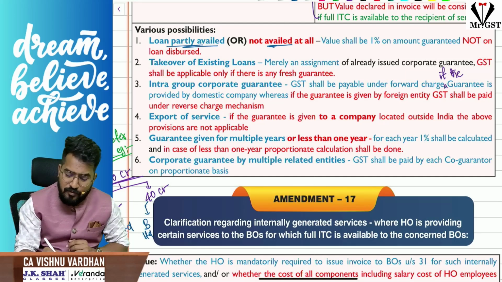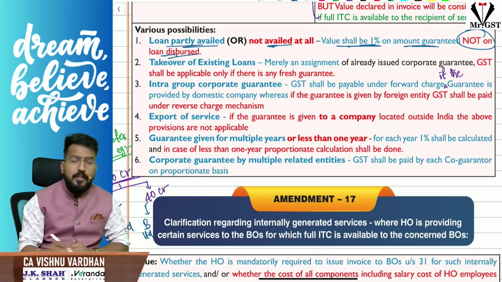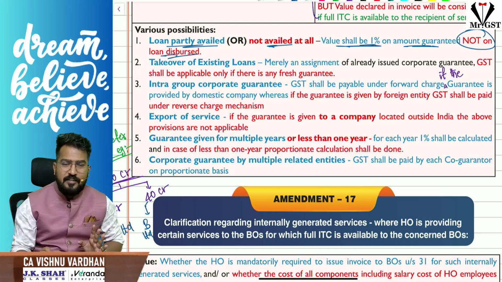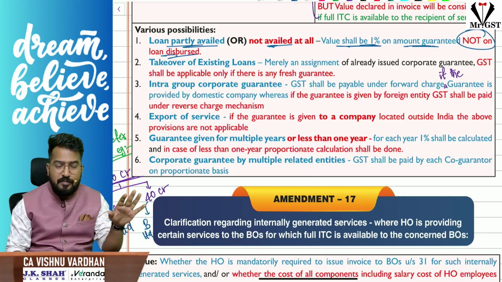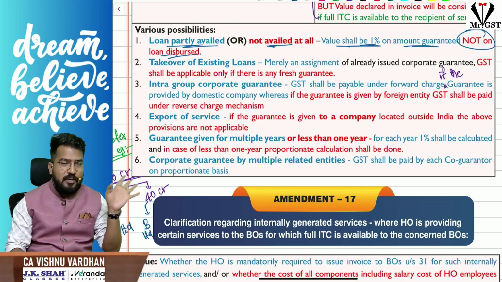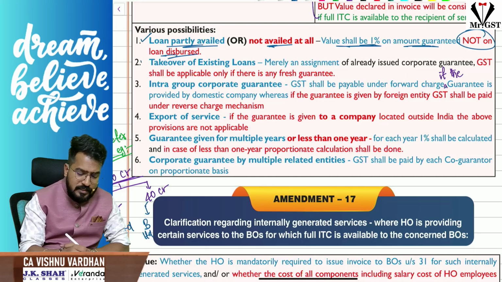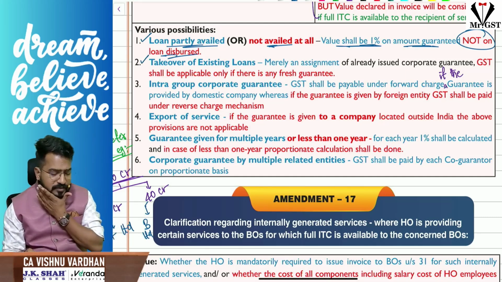Here, please understand, value shall be 1% on the amount guaranteed, but not on the loan disbursed. Please understand that. So how much loan disbursement happened, that doesn't matter. Here you have given guarantee for how much amount, on that 1% we will take as value of supply, right? So that is the first one, right? We are done with this. Next, second one. Sir, what is the second one?